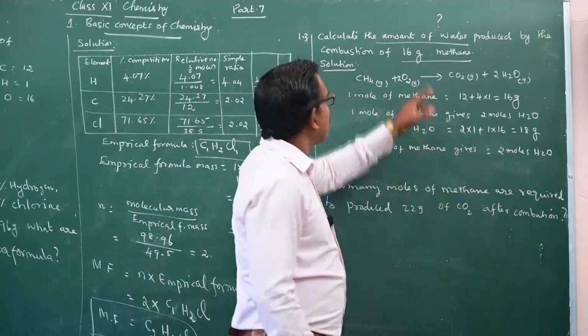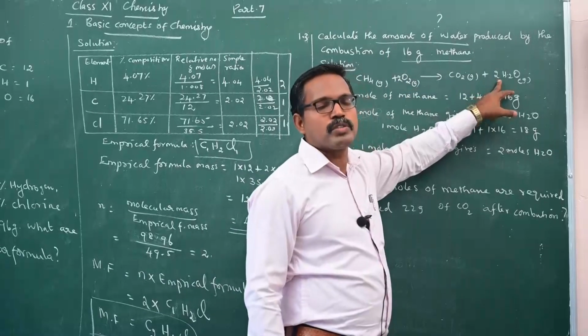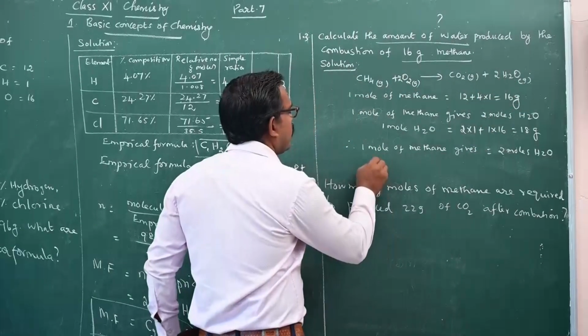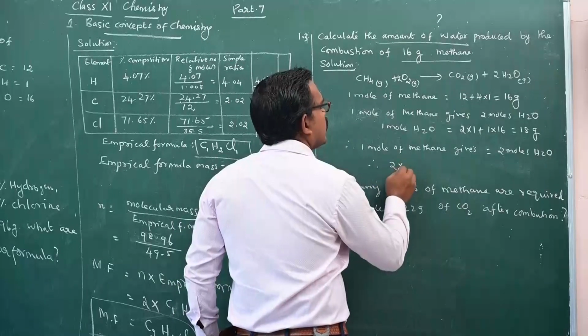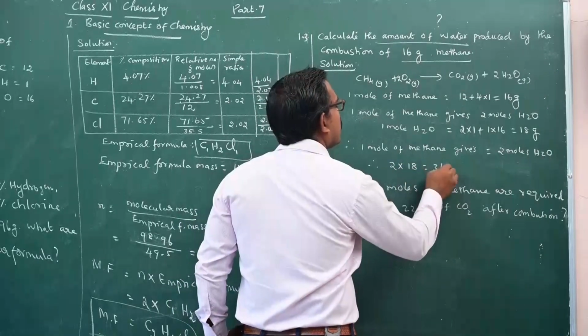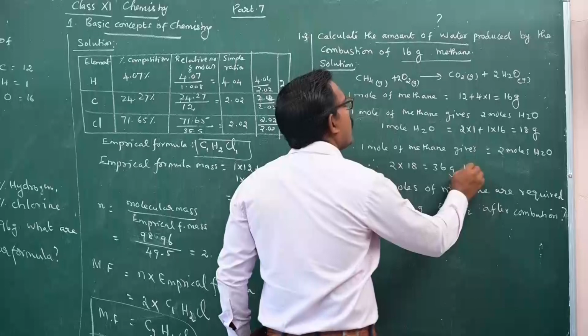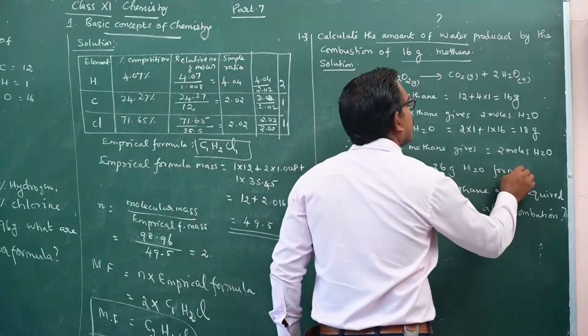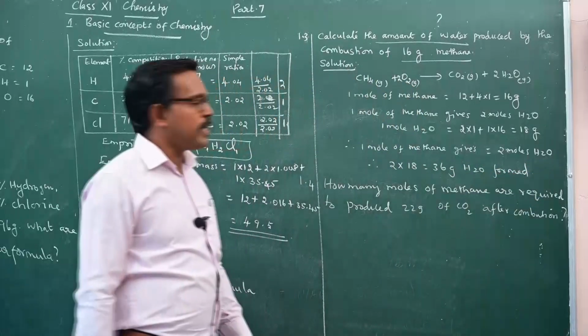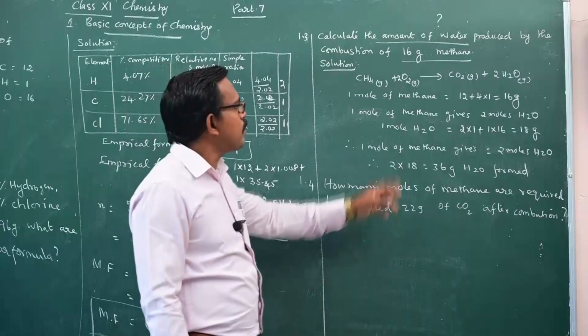2 moles of water. Finally, look at the equation, 2 moles of water is formed. Therefore, 2 into 18, that is equal to 36 gram of water formed during the complete combustion of methane.